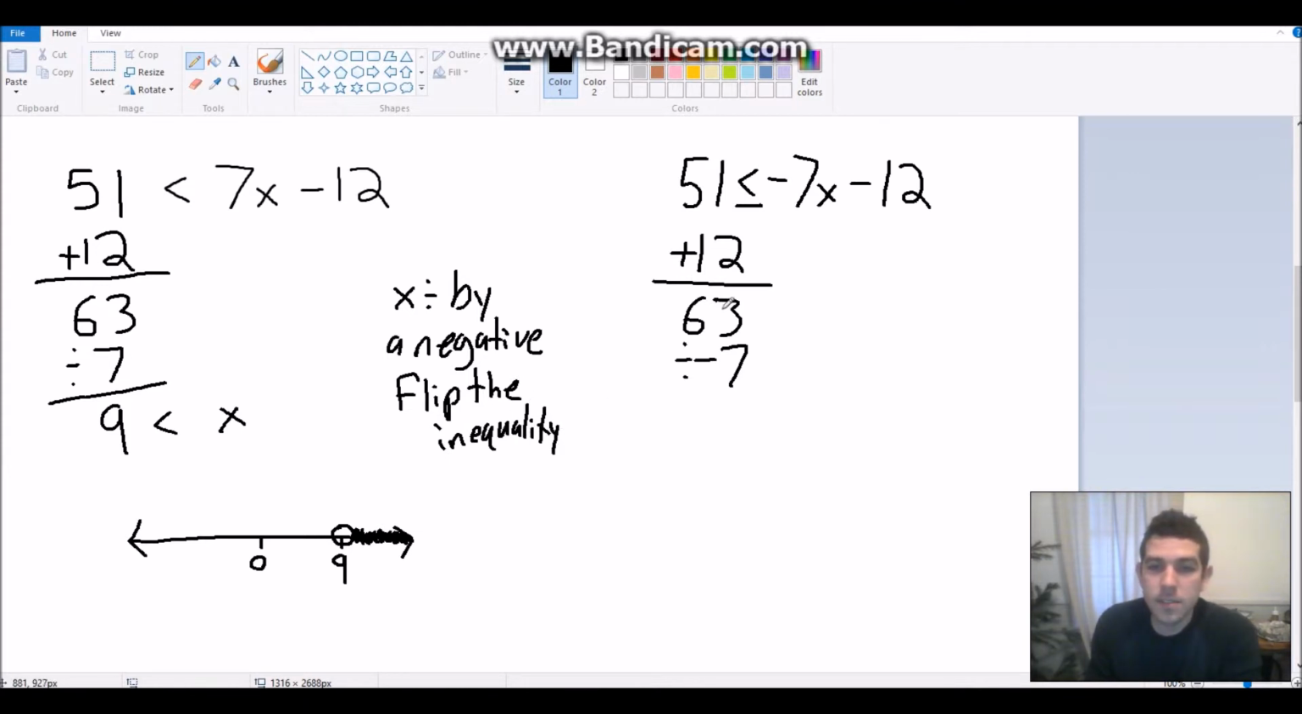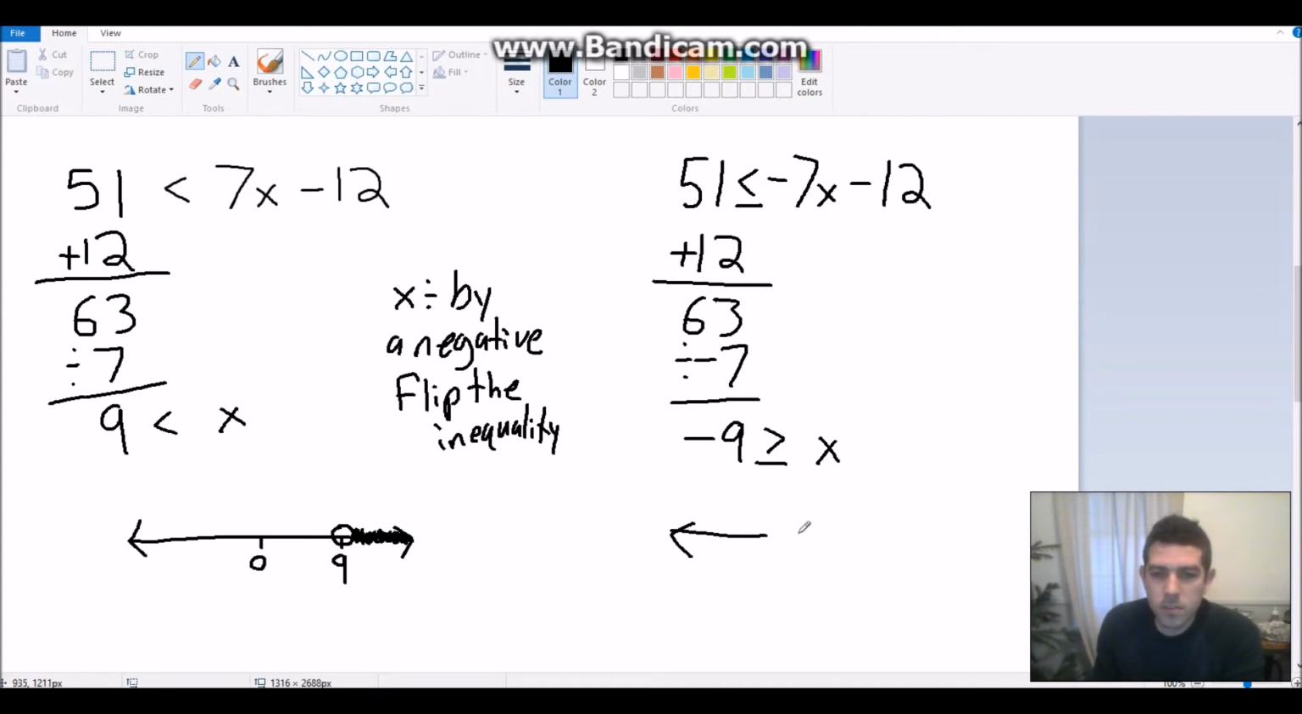So when I find 63 divided by -7 is -9, and I bring my x down, I'm going to flip this sign. It's not going to be less than or equal to anymore. It's now going to be greater than or equal to. Okay, you see how this inequality sign got switched from less than to a greater than? That was because I divided or multiplied by a negative when I was solving. Divided by -7. It flipped the sign. Alright, now let's graph it.